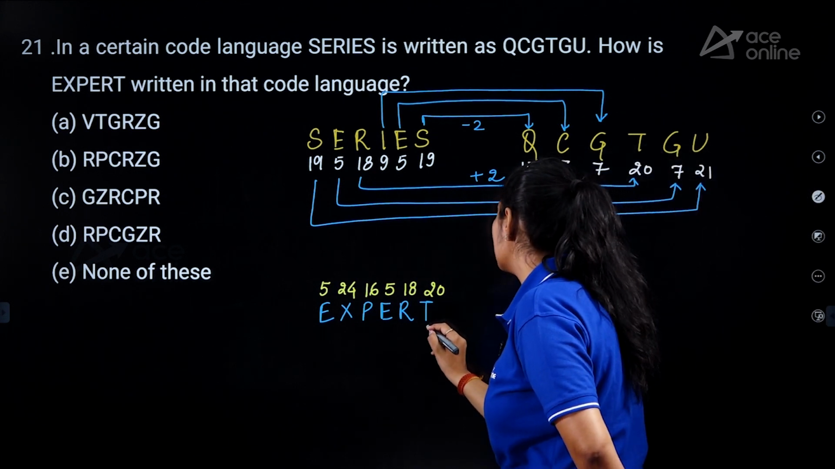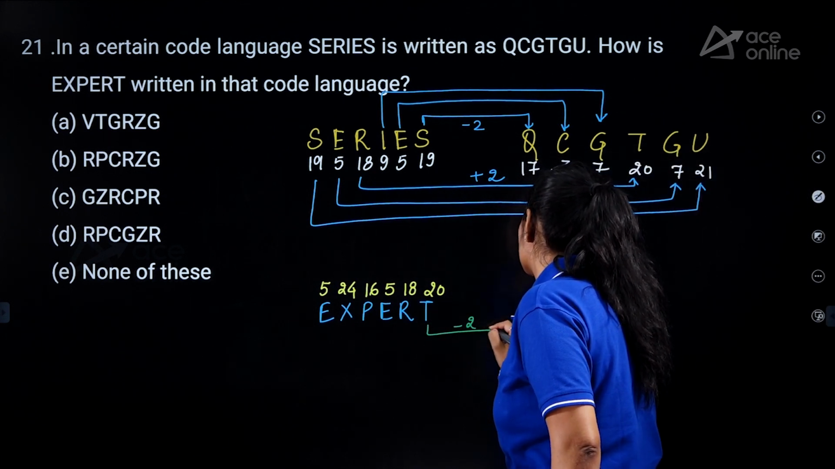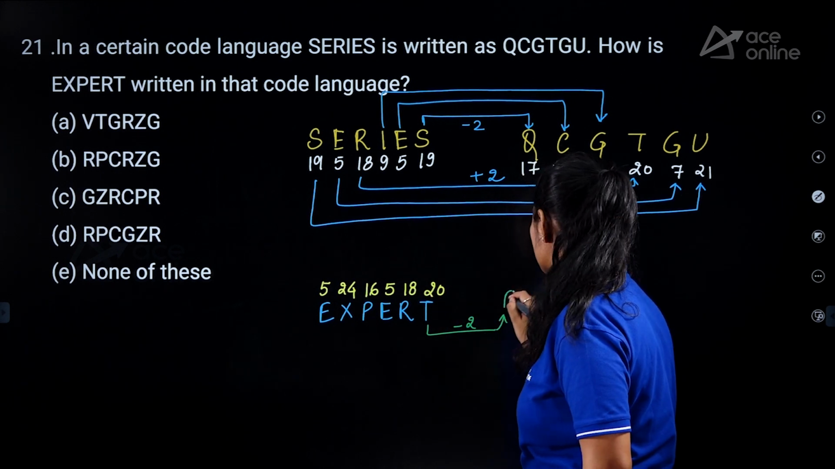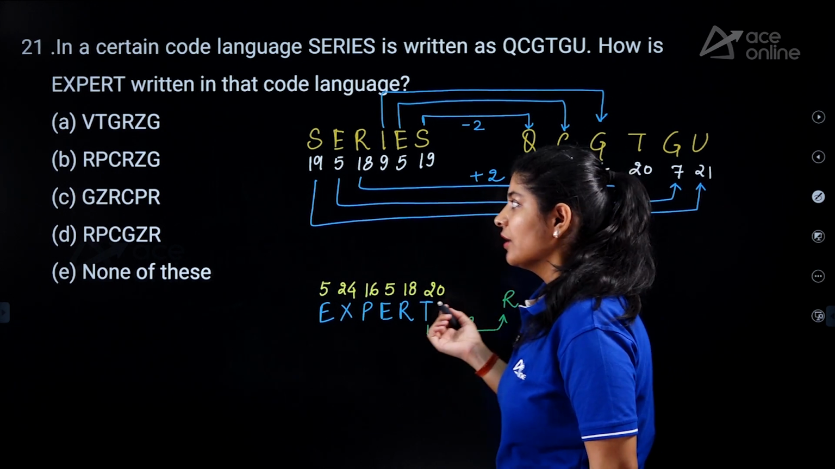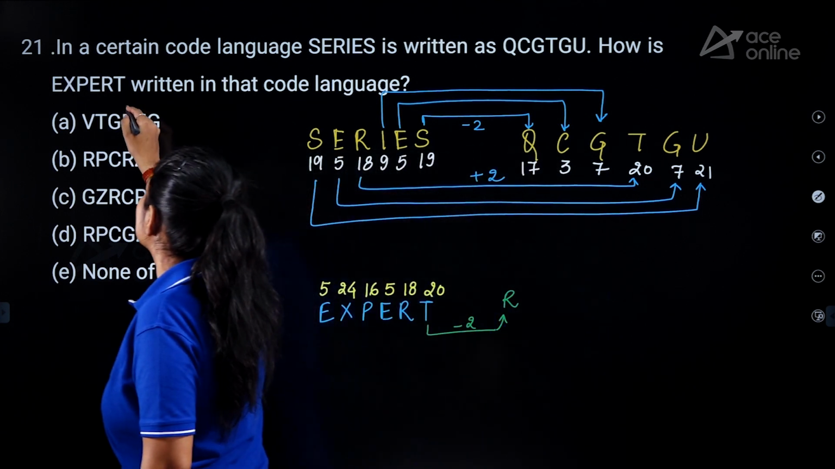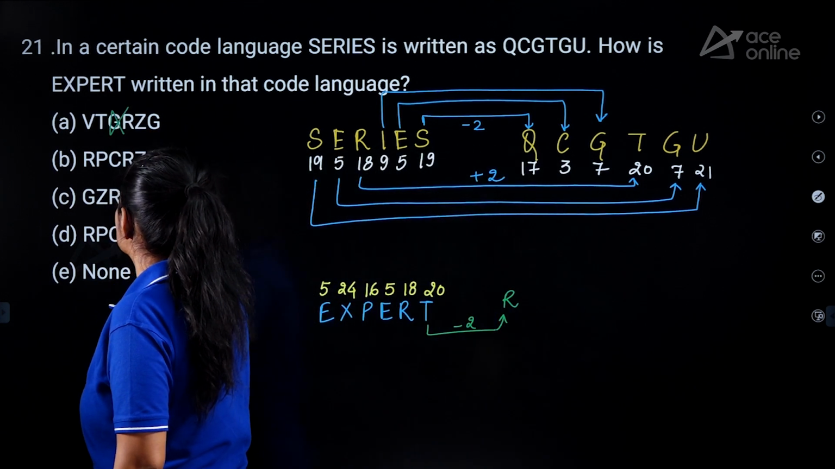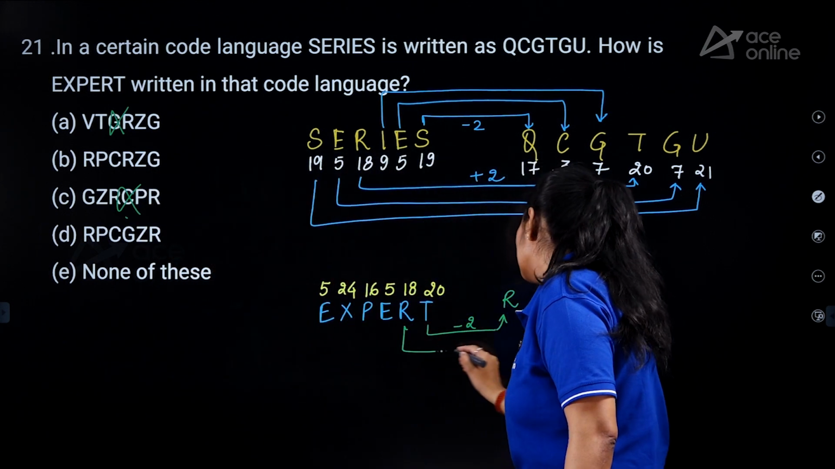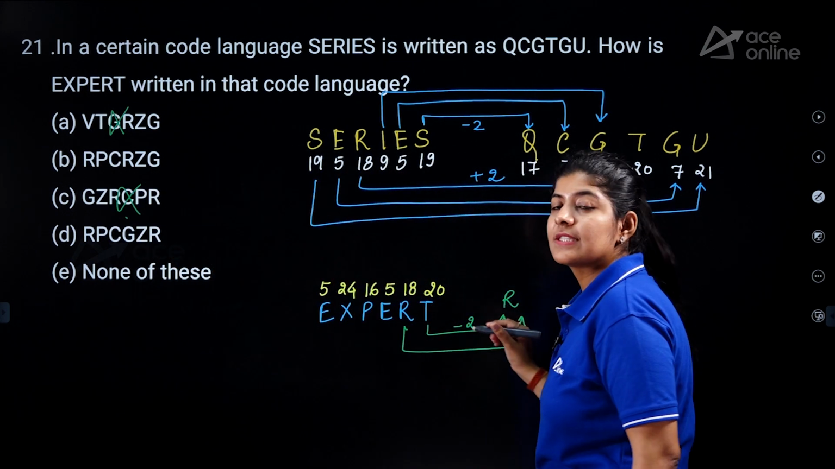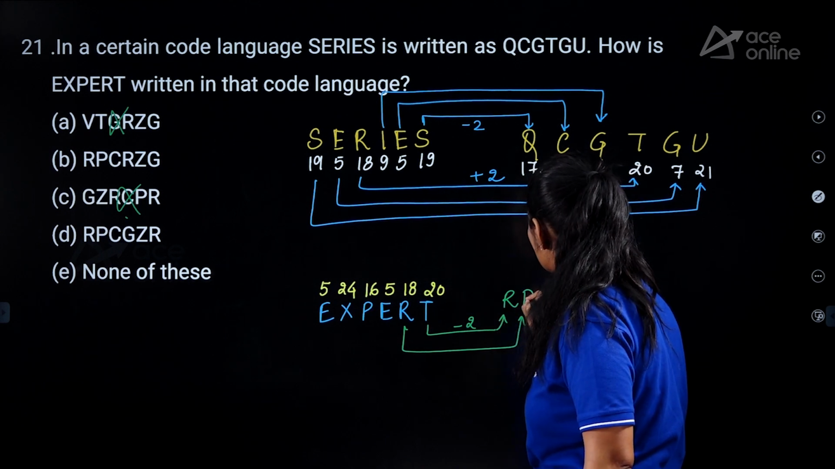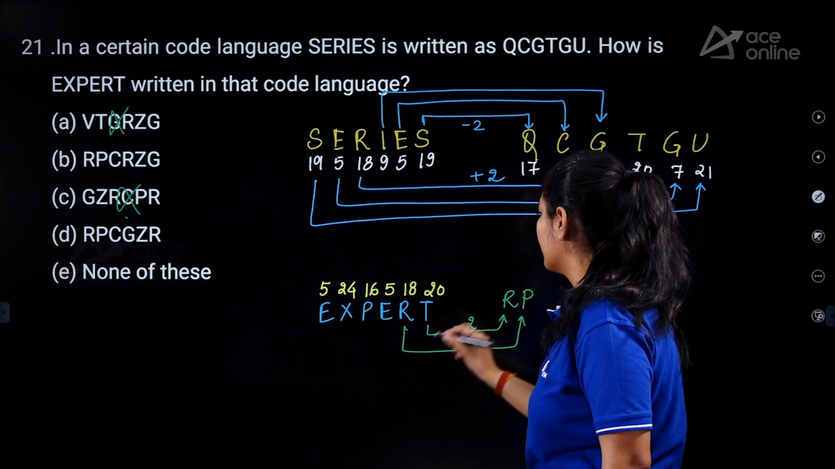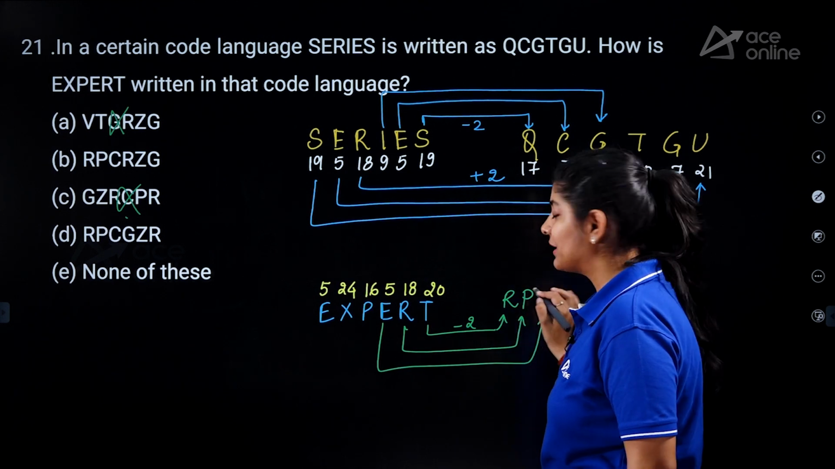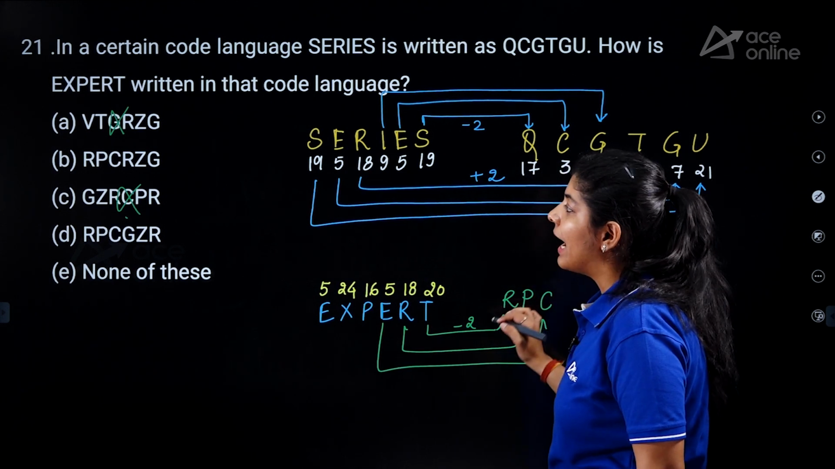So what we need to do, first we need to subtract 2 from it. So 20 minus 2, that is 18. So our word should start with R. So if it is starting from R, we can easily eliminate option number A and option number C, right? Next, 18 minus 2, that will give us 16. 16 is associated with P, R, P. Okay. Next, 5 minus 2, that is 3. 3 is associated with C, R, P, C.